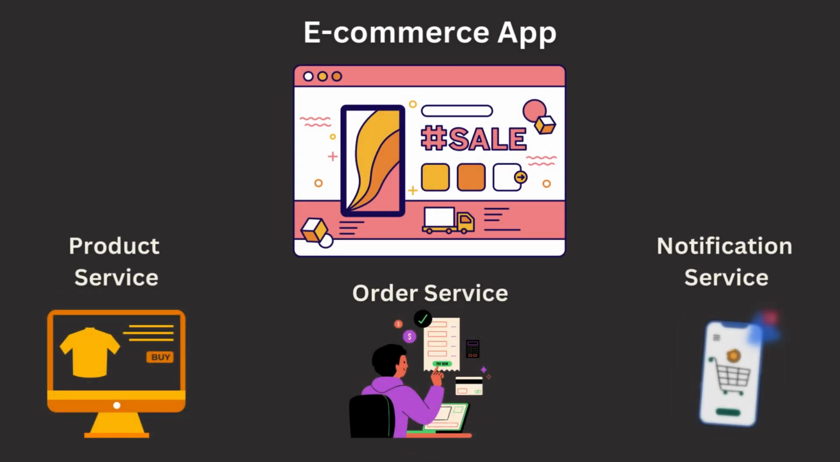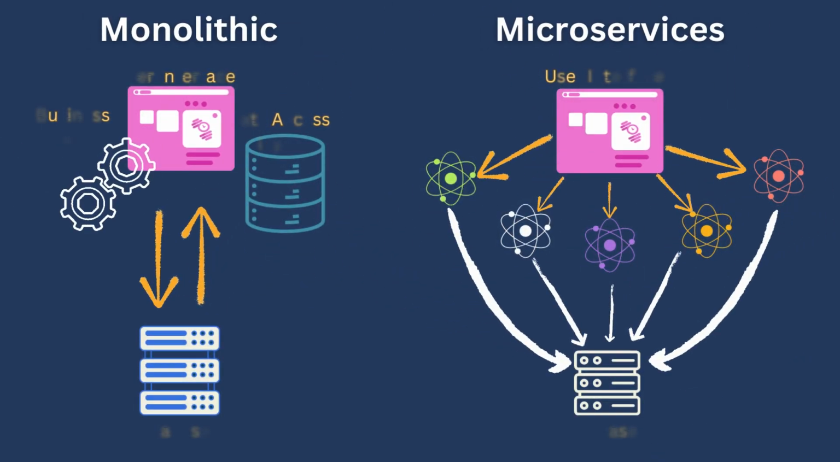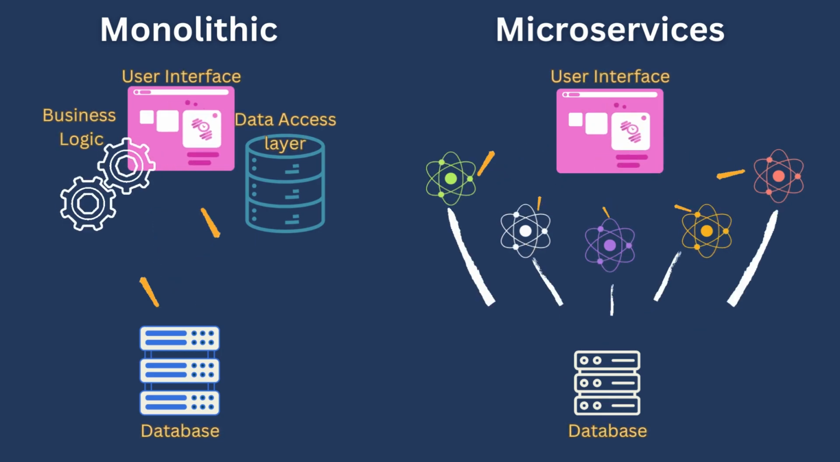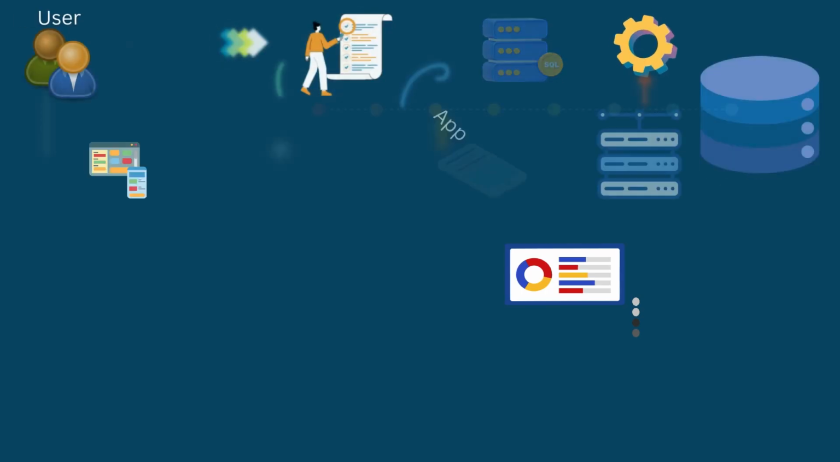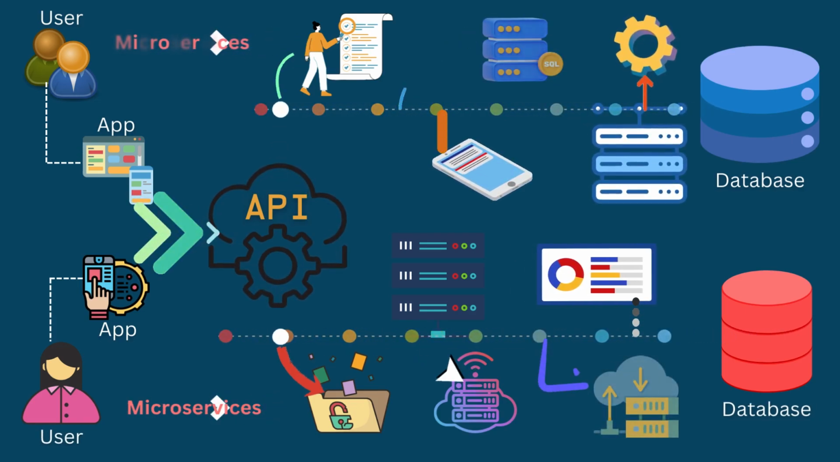And there you have it, folks. We've built a basic microservices-based application with three independent services: product, order, and notification. Of course, this is just the tip of the iceberg when it comes to microservices. There are many other considerations, such as service discovery, inter-service communication, deployment strategies, and more.